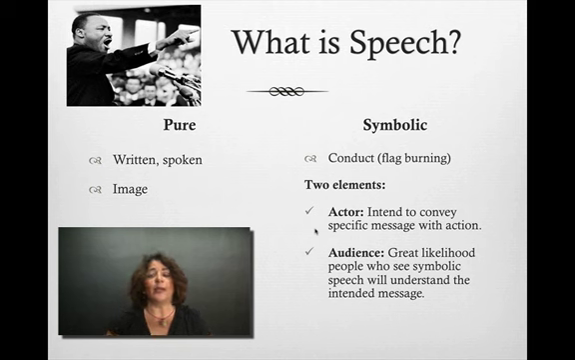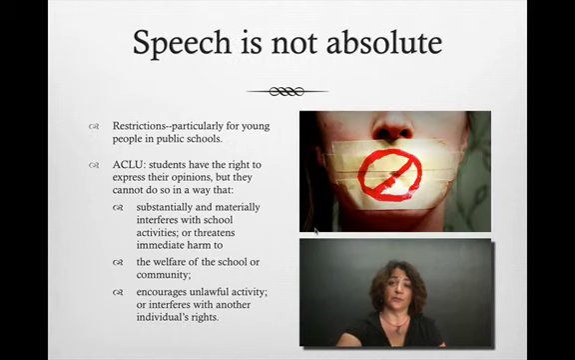And in that, we have two elements. So we have an actor and we have the audience. And what we need for symbolic speech to be protected is that the audience see that speech, understand what that message is. And so we'll talk about how there are some situations where what we might think to be symbolic speech is not necessarily protected because of the way it's being received.